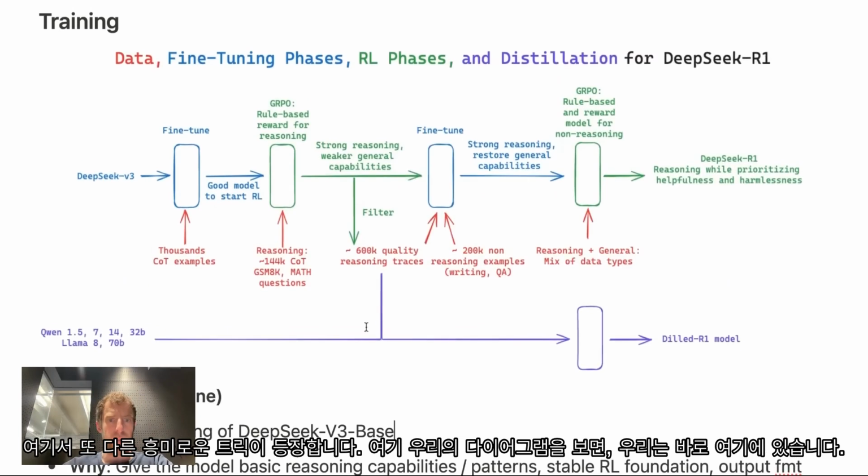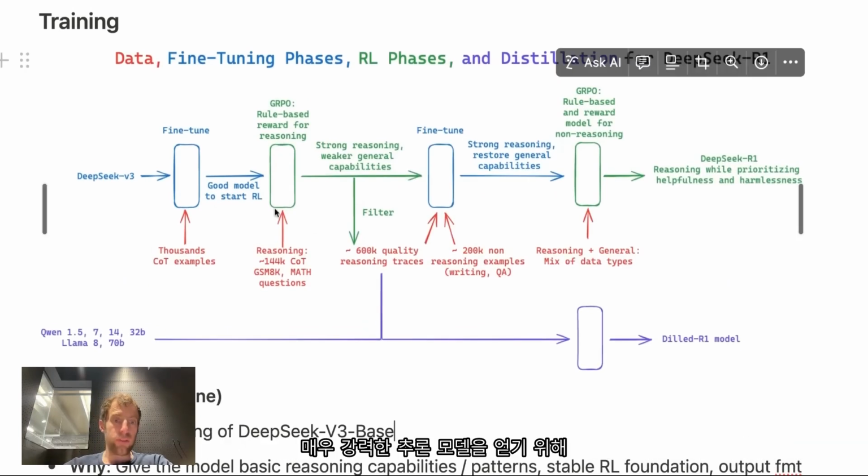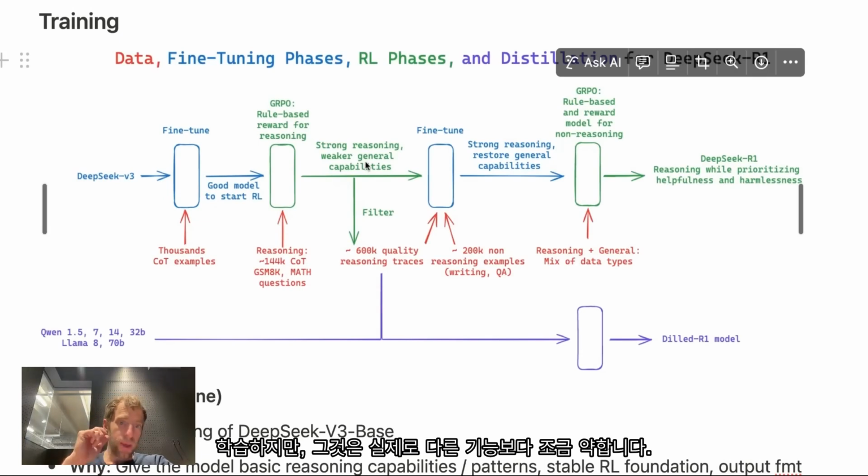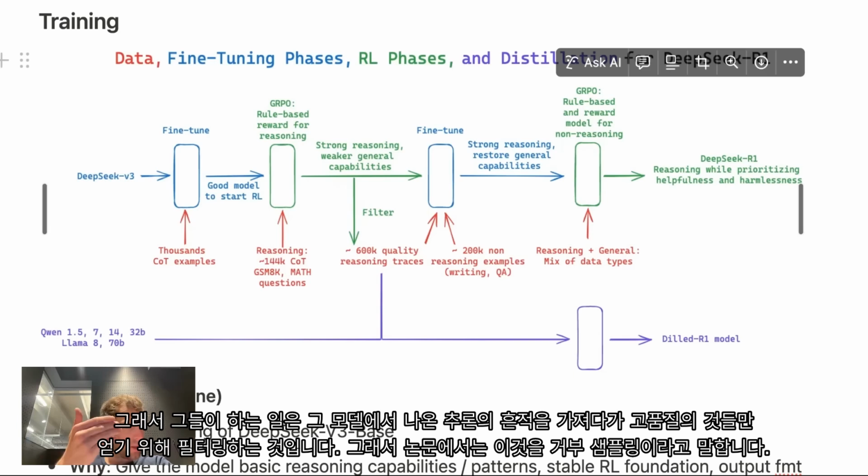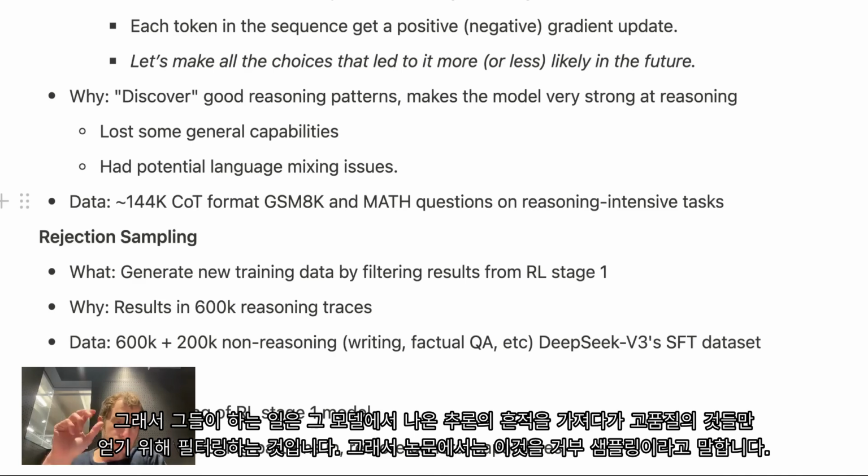If we look at our diagram here, we're right here. So we've actually used reinforcement learning to get a very strong reasoning model, but it's a bit weaker in some other capabilities. So what they do is they take the resulting reasoning traces from that model and filter them to get only high quality ones.